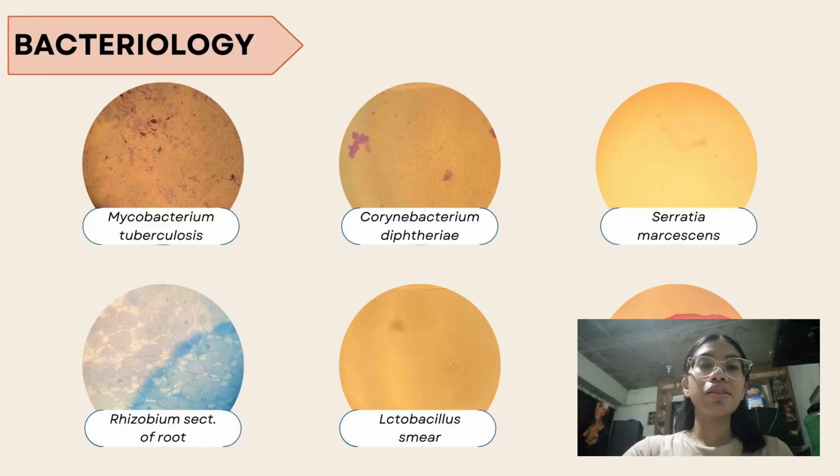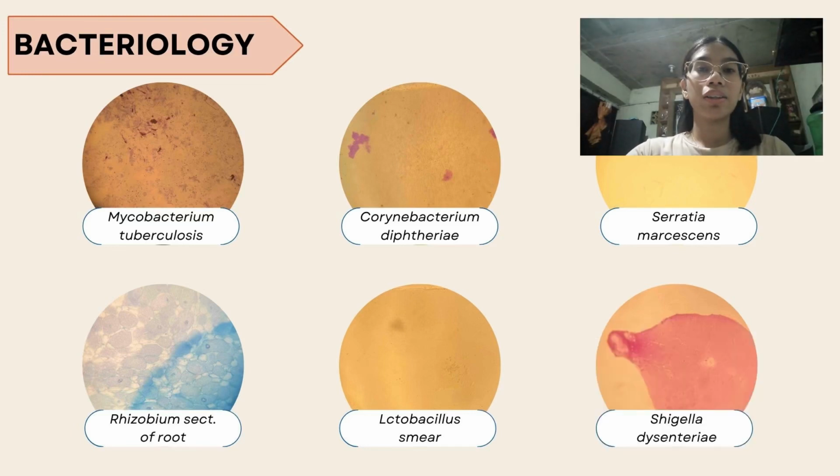Here are some bacteriology specimens under the microscope. The first one is the Mycobacterium tuberculosis that causes tuberculosis. The Corynebacterium diphtheriae, a throat infection. The Serratia marcescens, an opportunistic pathogen. The Rhizobium, a nitrogen-fixing bacterium. Lactobacillus, that inhibits harmful microbes, and lastly is the Shigella dysenteriae, a dysentery-causing bacteria and a type of severe diarrhea.